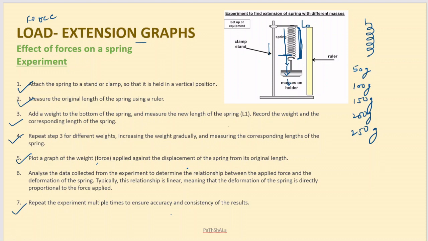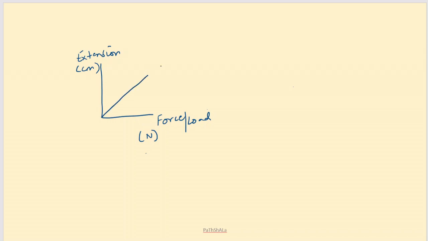So let's say I have the readings, and when I plot the graph, I take force or the load on this side, and I'm taking it to be in newtons, and extension. Do not forget to mention the units on your graph. Extension, let's say it is in centimeters, on this side. So when you plot the graph, you see that the graph comes out to be a straight line. You get a linear graph.